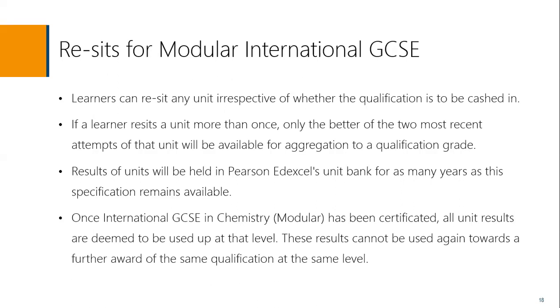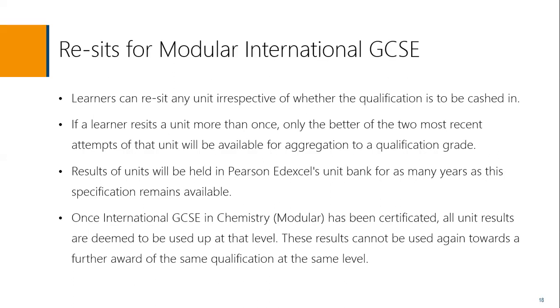One of the benefits of a modular approach is that learners can resit any unit irrespective of whether the qualification is to be cashed in. If a learner resits a unit more than once, only the better of the 2 most recent attempts of that unit will be available for aggregation to a qualification grade. So it will only be the 2 most recent that will be looked at, but the better of those will become part of the qualification grade.